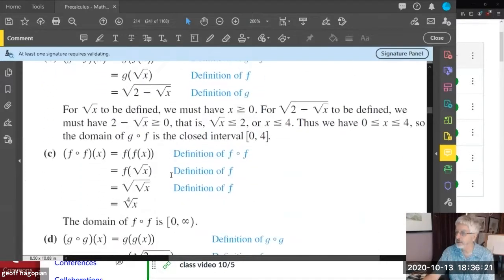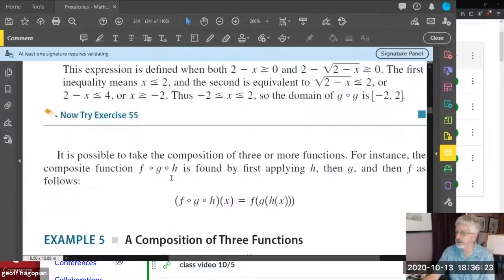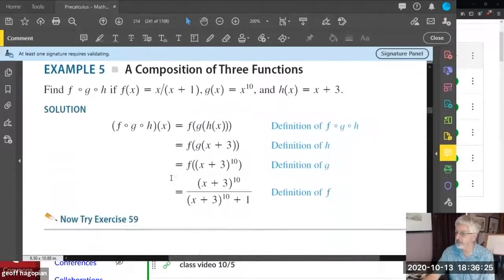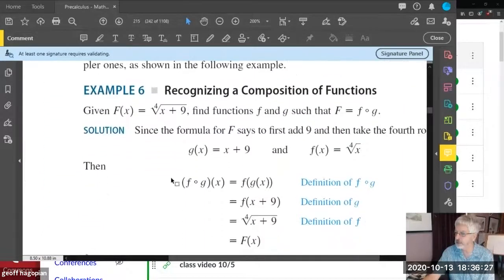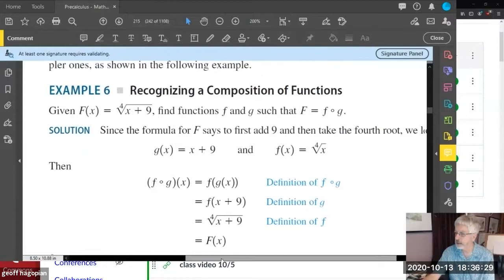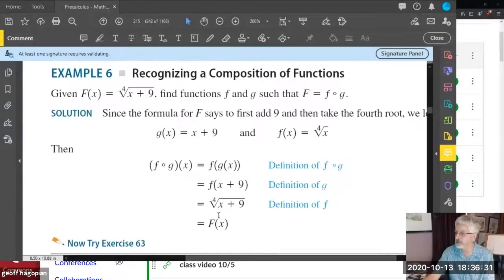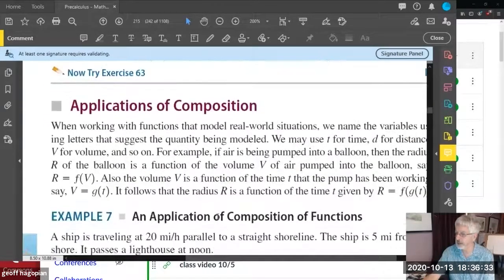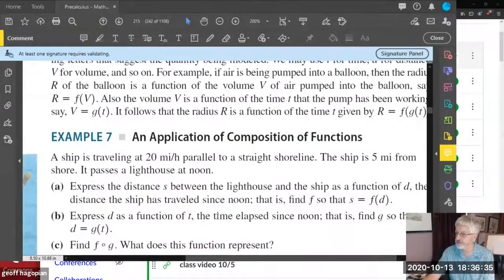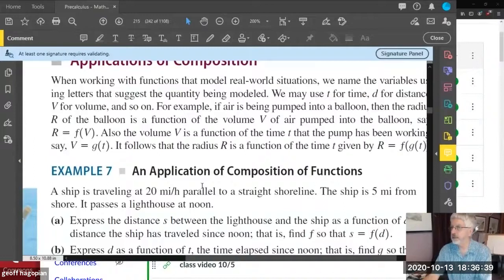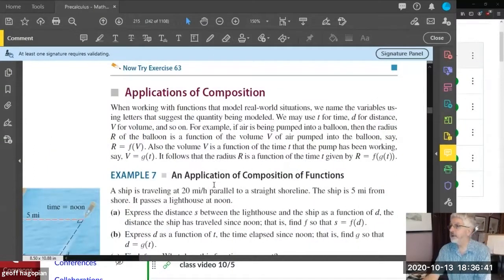Yeah, so they give you a few examples. Maybe are we ready to go to the exercises? Composition of three functions. That's just a little bit more complicated. Recognizing a composition of functions. Applications of composition. Well, let's see, what do they say here? When working with functions that model real world situations.